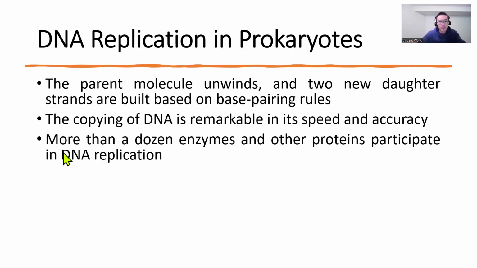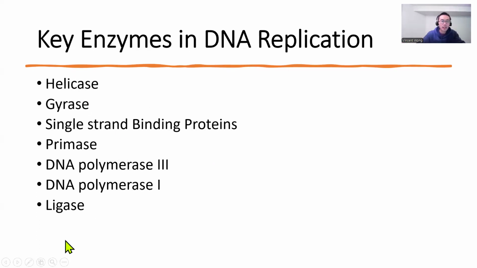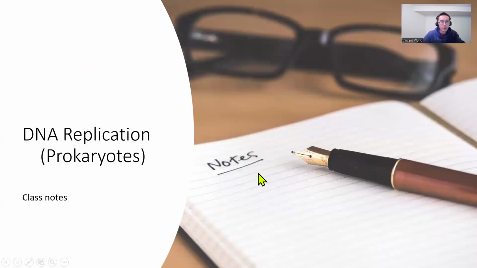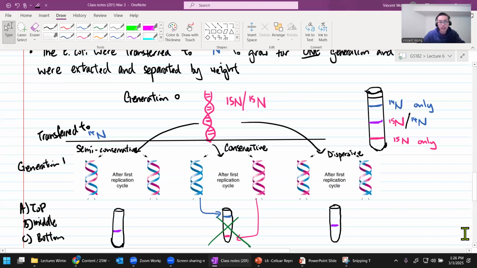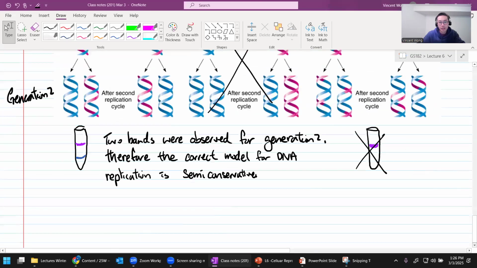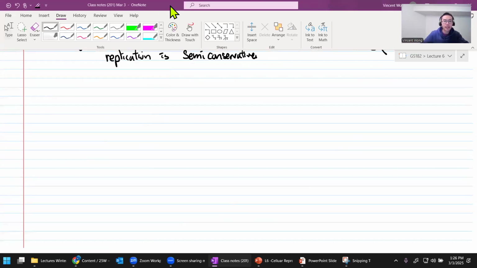And the process involves quite a bit of enzymes and various proteins to help make the process seamless and not create any mistakes. And we're going to be learning some of these proteins. Okay, so they're all listed here, and we will start the note, and then we'll take a break and finish off the note afterwards. Okay, so here we go.